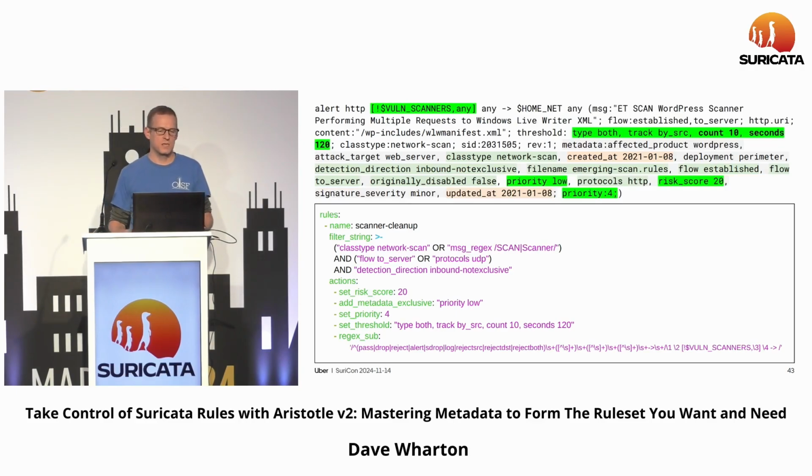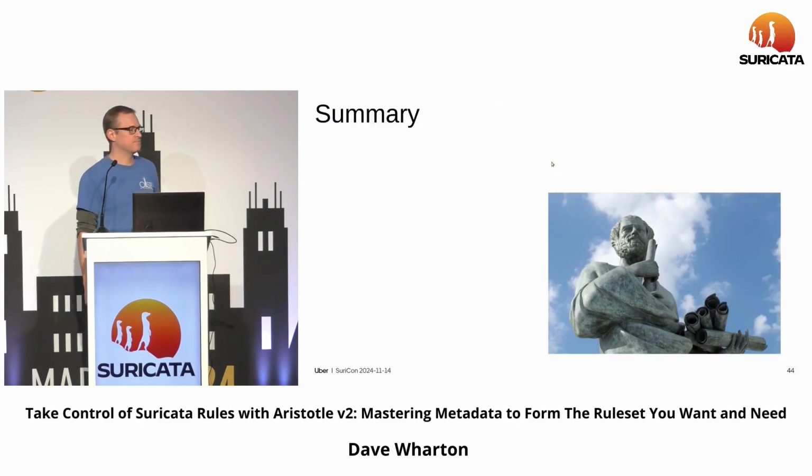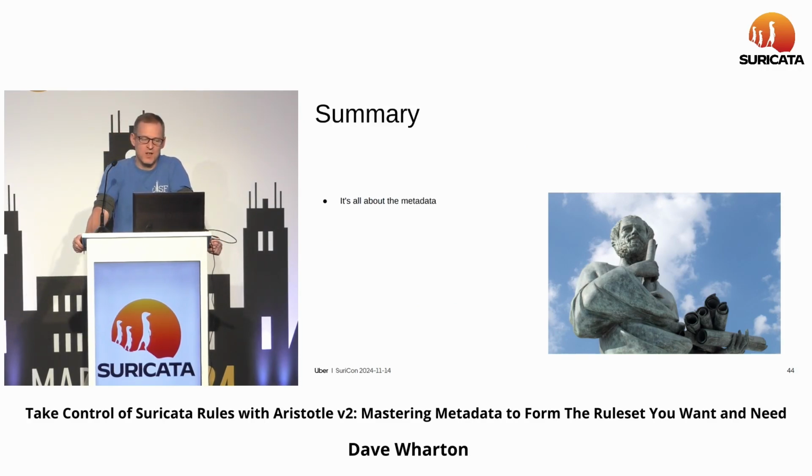So when we run this, you can see that the source IP gets changed to be any except for your vuln scanners, and then the threshold keyword gets updated, and the defined metadata gets added, as well as the priority gets set. All right. So, in summary, it's all about the metadata.